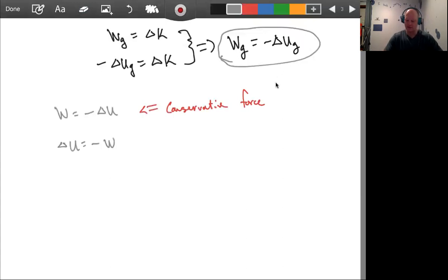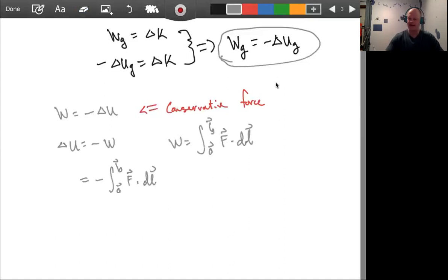Now, for a general force, as we know, the work is equal to what? The integral from A to B of the force dotted with the path, right? The path as we go from one point to another point. So in this case, using our general sense of work, we can define our change of potential energy as negative the integral, again from A to B, of our force dotted with our differential length dL along some given path from point A to point B.